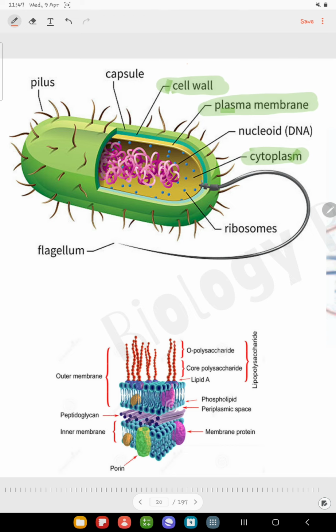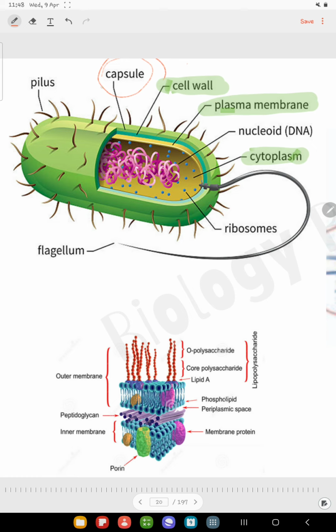The extra structures in bacteria that some types of bacteria have while other types don't are, the first one, the capsule. The capsule is the outer cover that surrounds the bacteria and protects it against harsh environmental conditions, and also it protects the bacteria against our white blood cells.